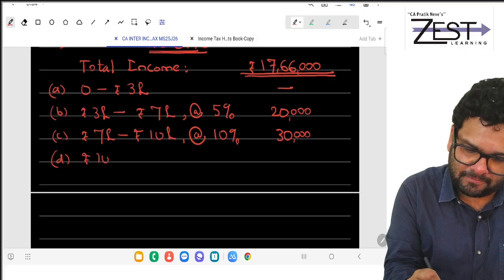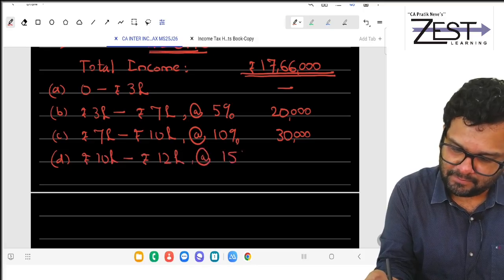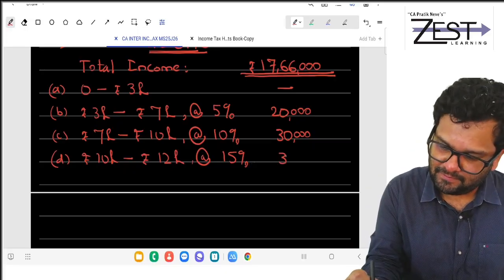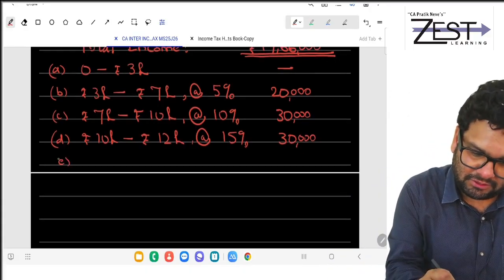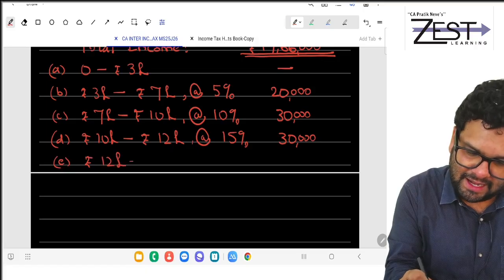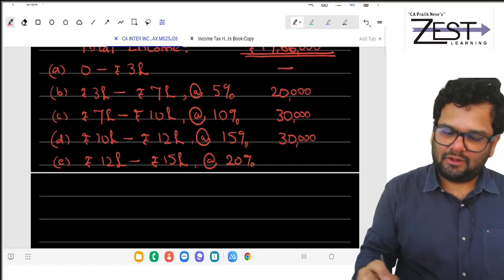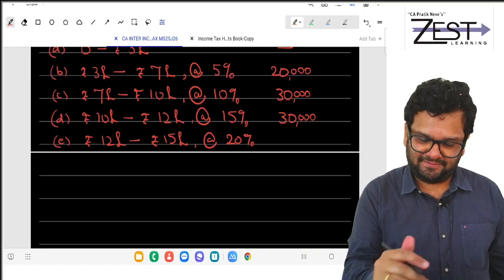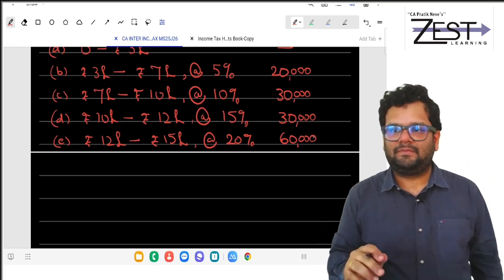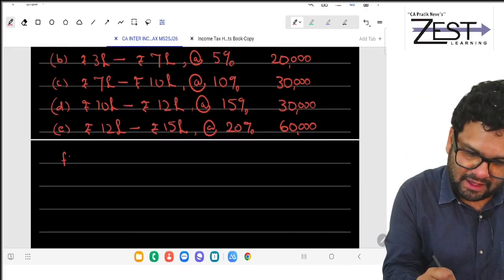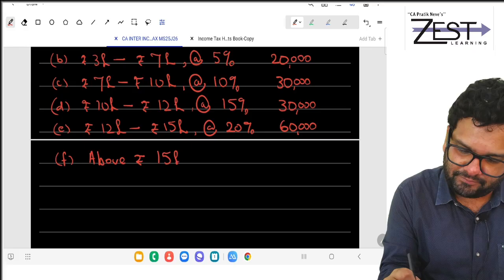Then 10 lakh to 12 lakhs at 15%. Again 30,000. Then what? 12 lakh to 15 lakhs, 20%. What is that? 60,000. Then what? Above 15 lakhs at 30%.